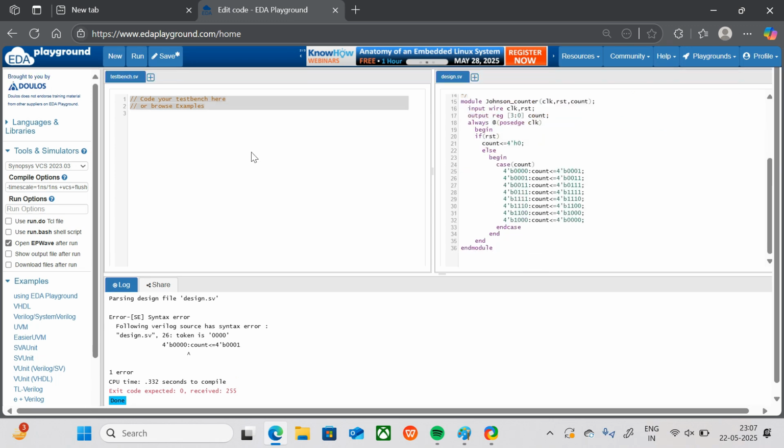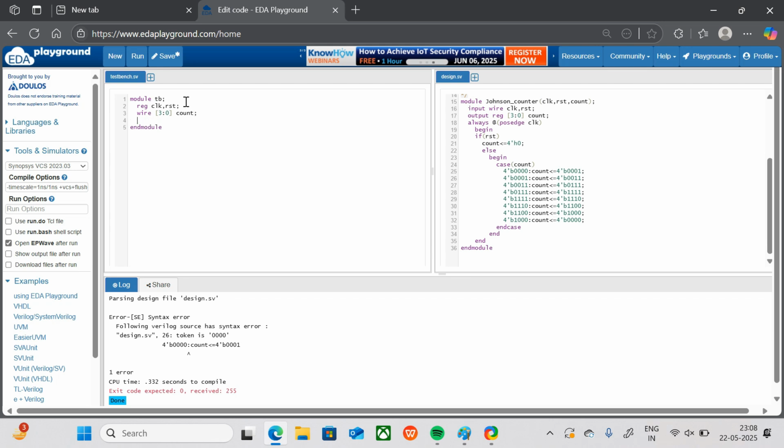Now let's start the verification part. Let's consider one module, TB, and endmodule. Now let's list down the signals. Reg type of clock and reset, and wire type of 4-bit value of count. This is how we can note it down.